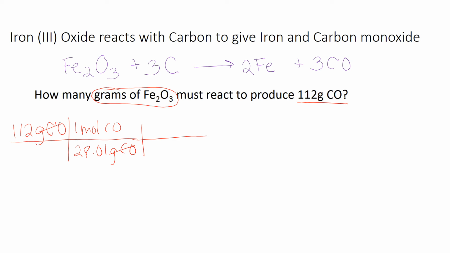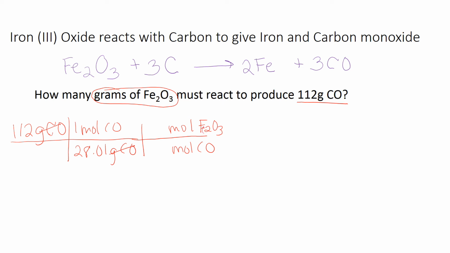We're now in moles. Now that I have moles of my given, I can convert that to moles of my wanted by looking at the mole ratio. I want to get rid of moles of carbon monoxide, so I'm going to put that on the bottom, and they're asking me to find the moles of iron 3 oxide, excuse me, not fluorine.